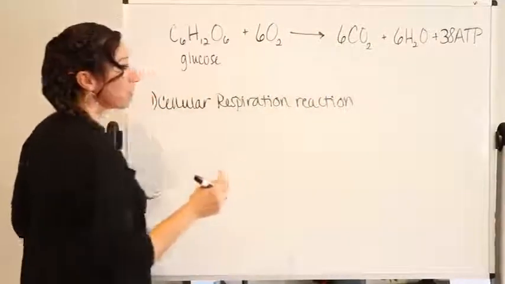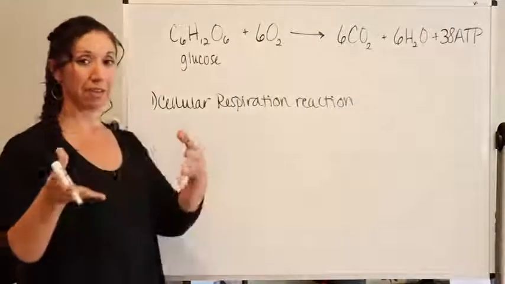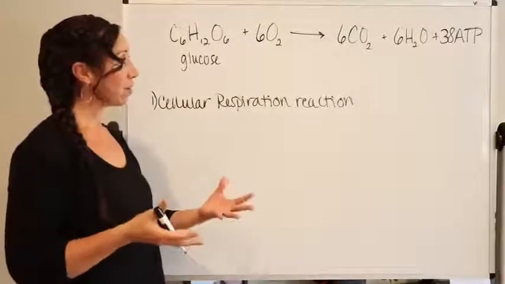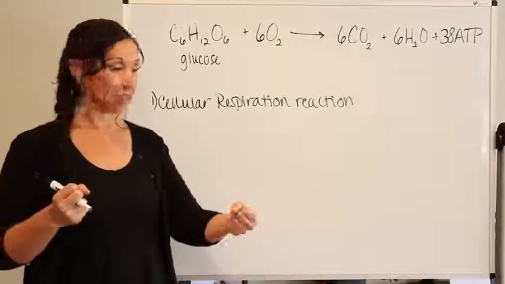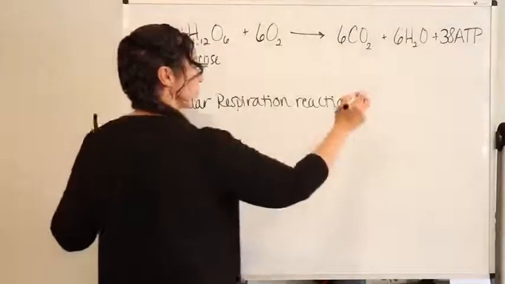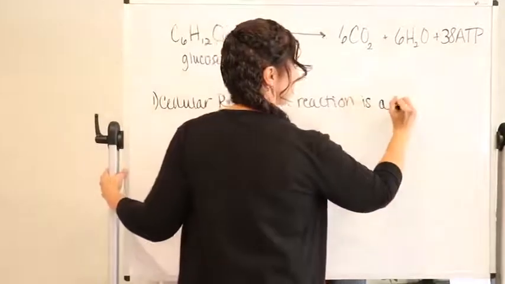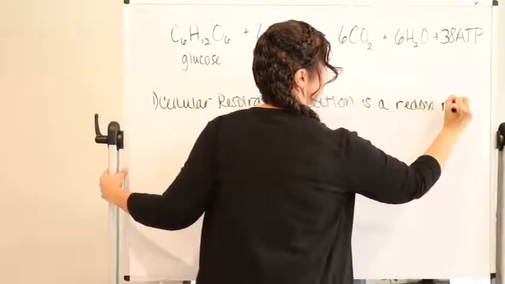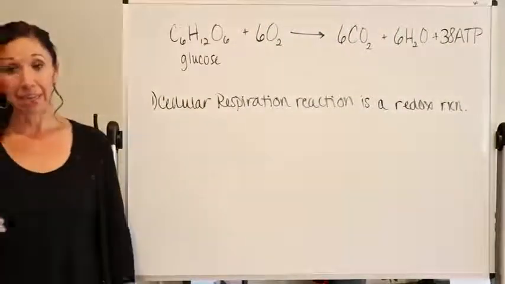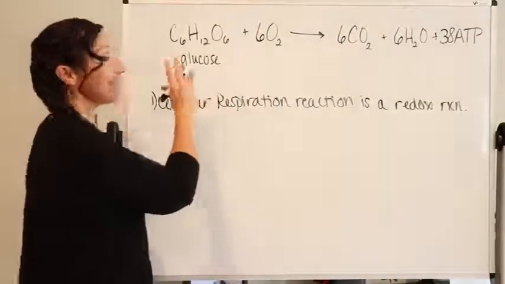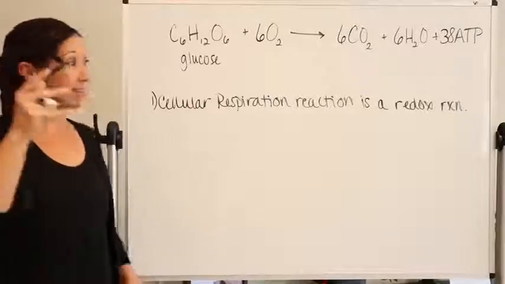is what we call a redox reaction, and that's short for oxidation and reduction. And what that means is that somebody is losing electrons while somebody is gaining electrons. So cellular respiration reaction is a redox reaction. And RXN is short for reaction. What's happening here is that glucose is getting oxidized into CO2.